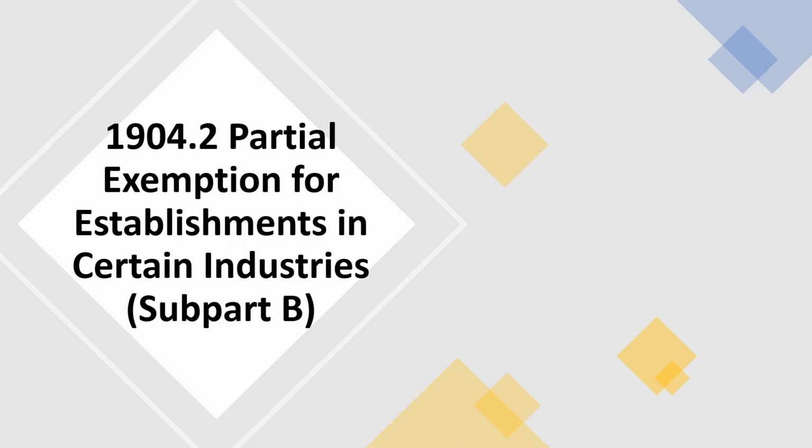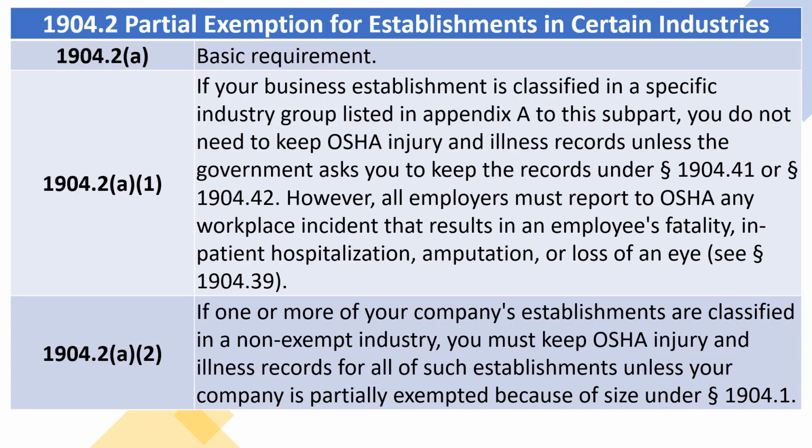1904.2. Partial exemption for establishments in certain industries, Subpart B. 1904.2 A. Basic requirement. 1904.2 A.1. If your business establishment is classified in a specific industry group listed in Appendix A to this subpart, you do not need to keep OSHA injury and illness records unless the government asks you to keep the records under Section 1904.41 or Section 1904.42.